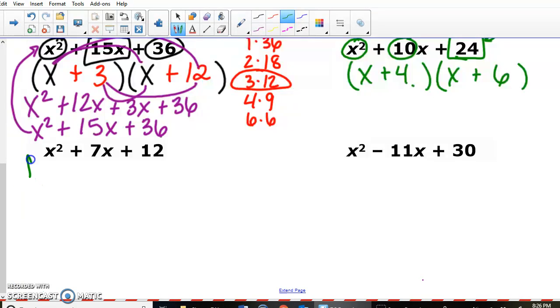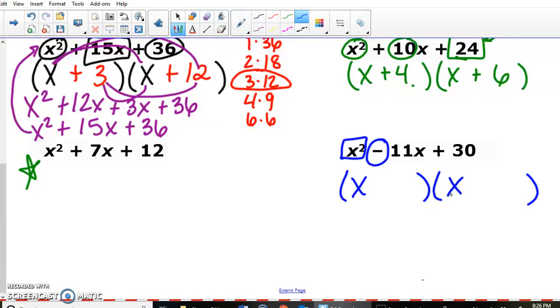Okay, try this one on your own, and then I'm going to talk about the next one here, because this one's a little bit different. You notice that now we have a minus sign here instead of two plus signs. So we're still going to start the same way. I still know that x times x is going to give me my x squared, so I'm going to start with that. Now this time I need factors of 30, but those factors of 30 need to add together to give me a negative 11.